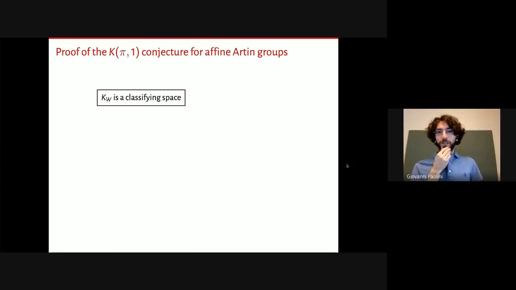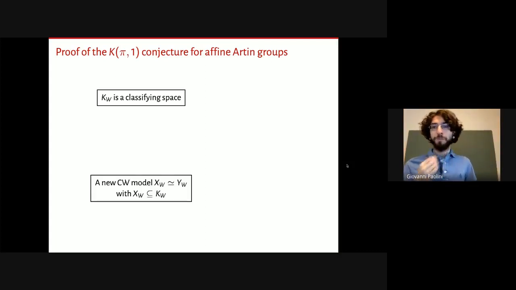This is probably the most interesting and unexpected step in our proof, but it's not the only one. So actually, we needed to do quite some extra work from here to prove the K-pi1 conjecture.